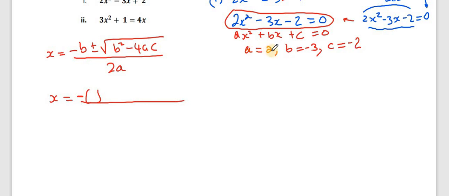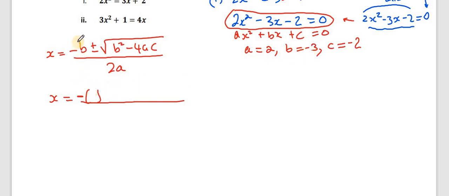Positive a is positive 2. And positive c is negative 2. We're given what positive b is. Now we want to find what negative b will be. So if positive b is negative 3, that means negative b should be the reverse, the opposite, positive 3. But let's see if we get that.